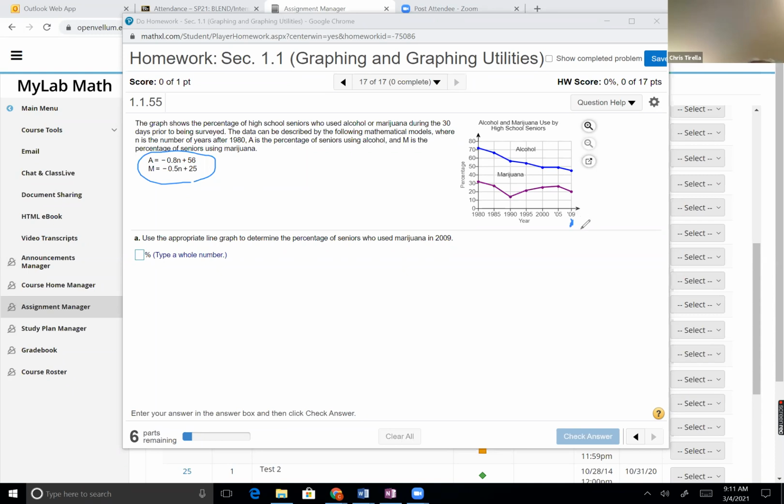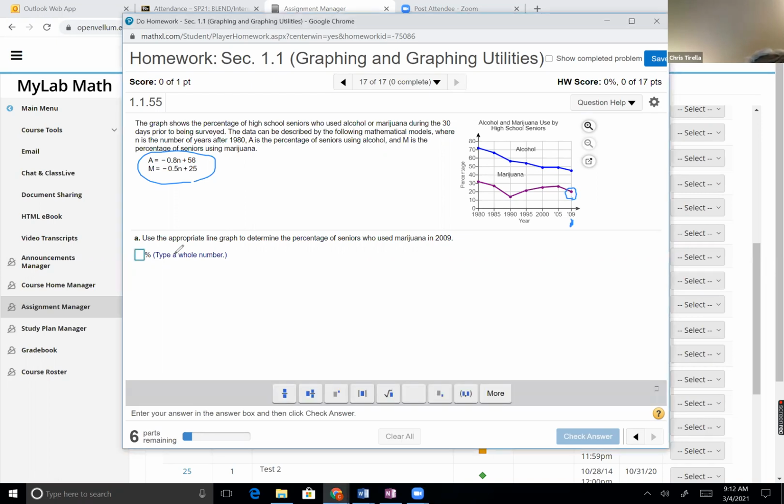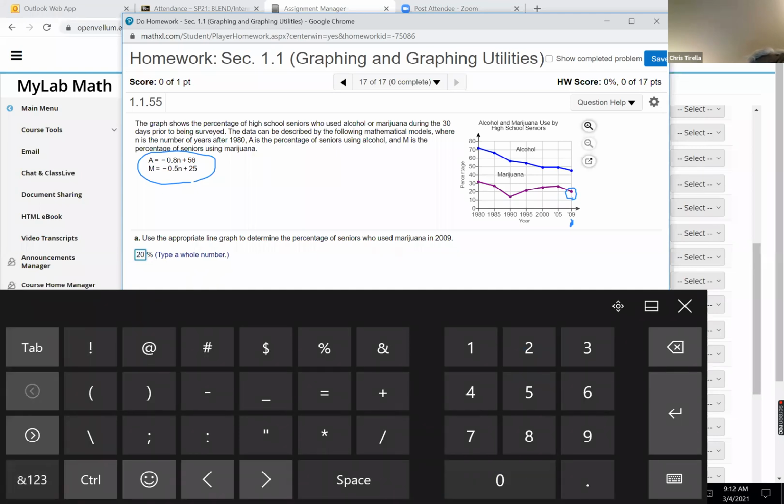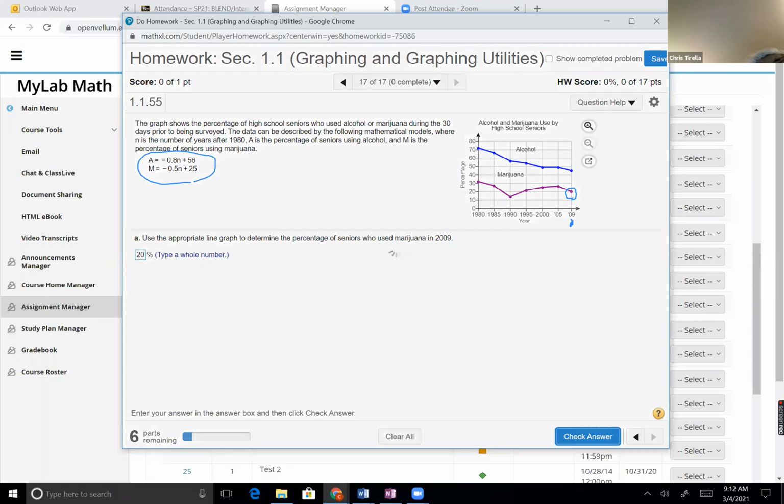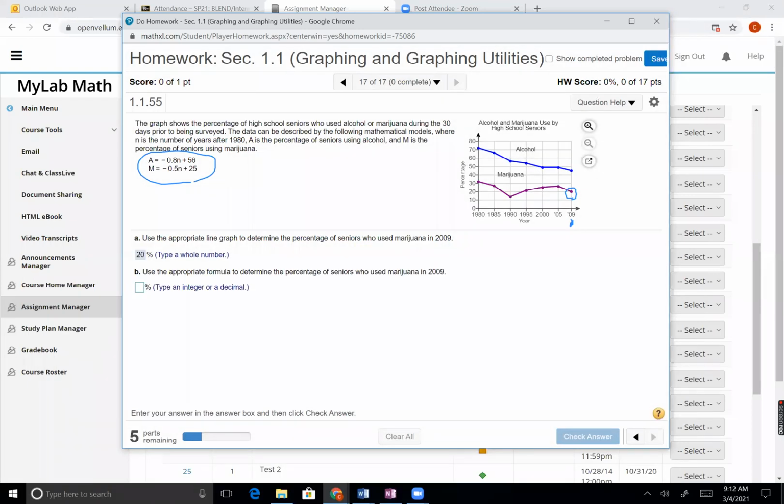So I guess this question was put in the textbook probably in 2010. We were looking for the number who used marijuana. And so reading there, I would get, from the graph, does everybody see 20%? Yeah, I see that.